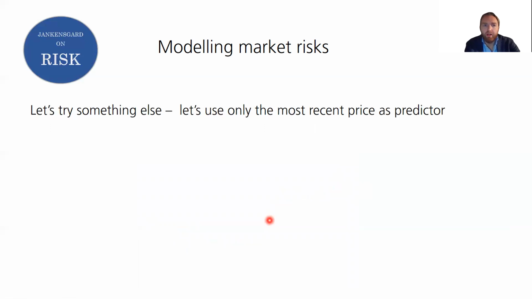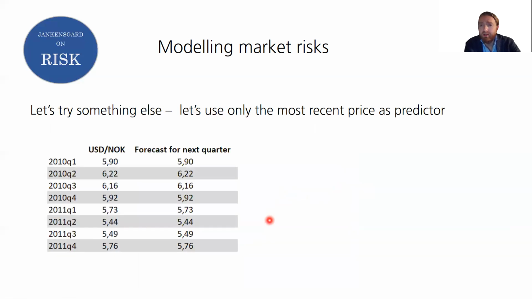Well, let's try using recent market information, or the most recent pricing. When we look at the window and observe a price, let's use that as the predictor. So if we observe 5.9 in this quarter, we're going to use that as the forecast for the next quarter. Again, we're finding that we're a little bit off. We generate a forecast error, but it's not quite as bad as previously.